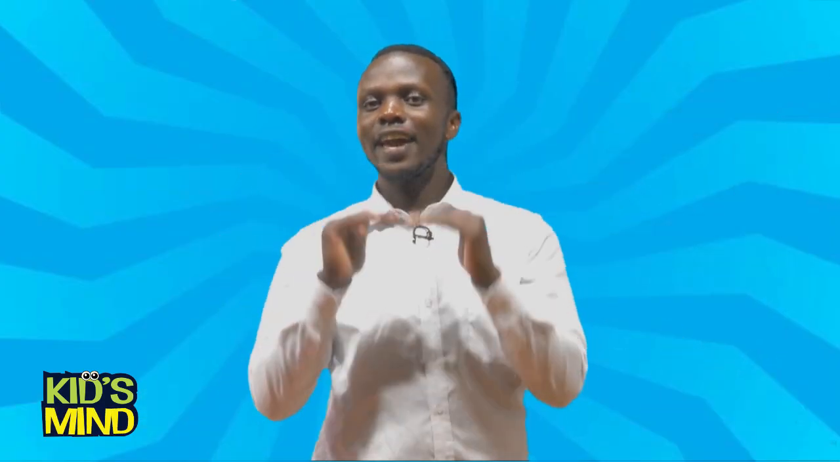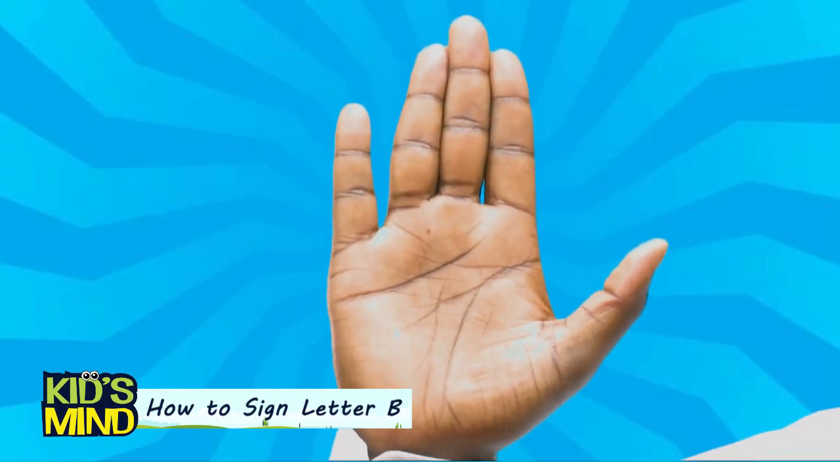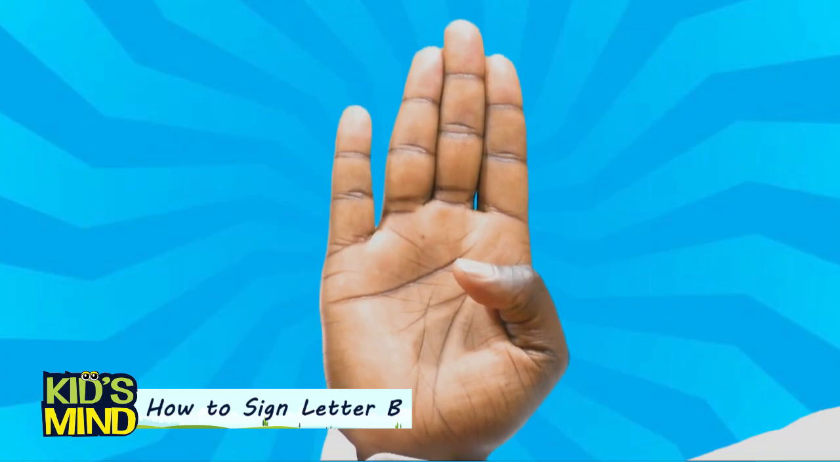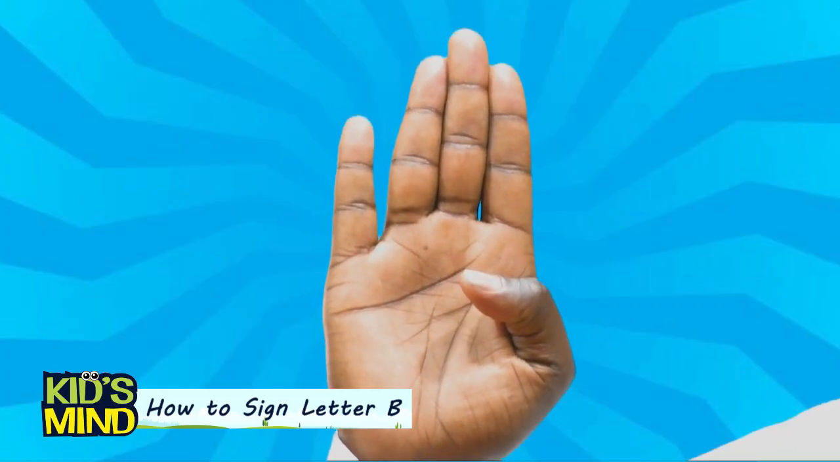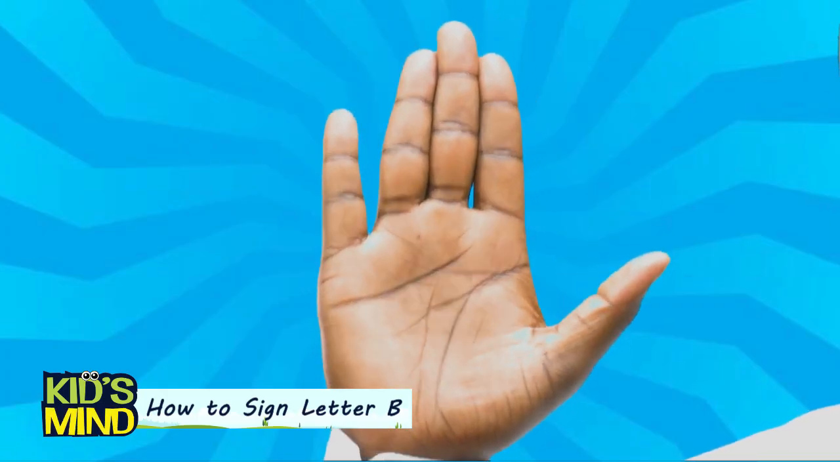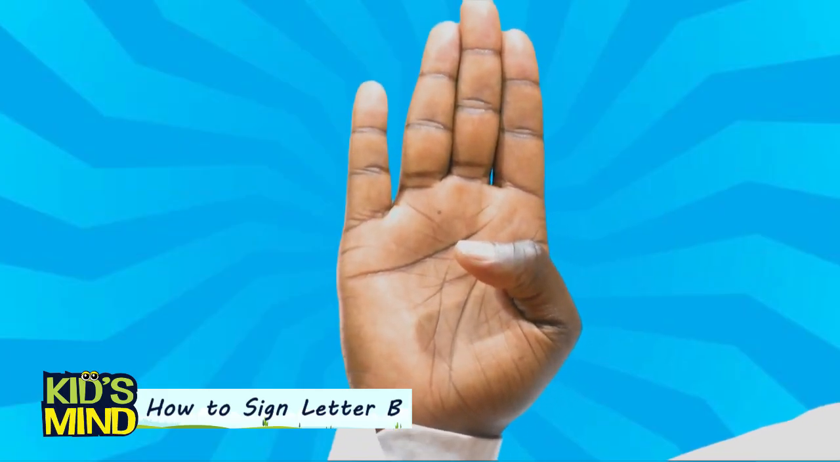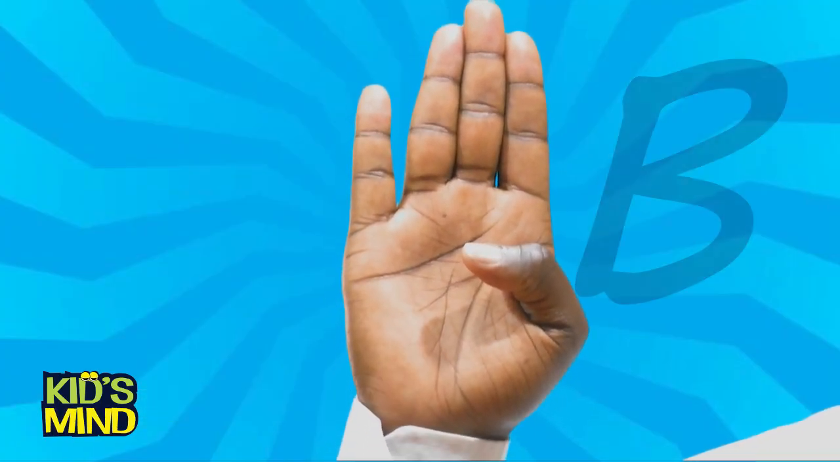Thank you. The next letter we are going to learn how to sign is letter B. Again, you use your palm like this. Then, this time, you fold your thumb finger only. Kids, do you understand? You use your palm like this. You fold your thumb finger only. The 4 fingers facing up. So that you sign letter B.